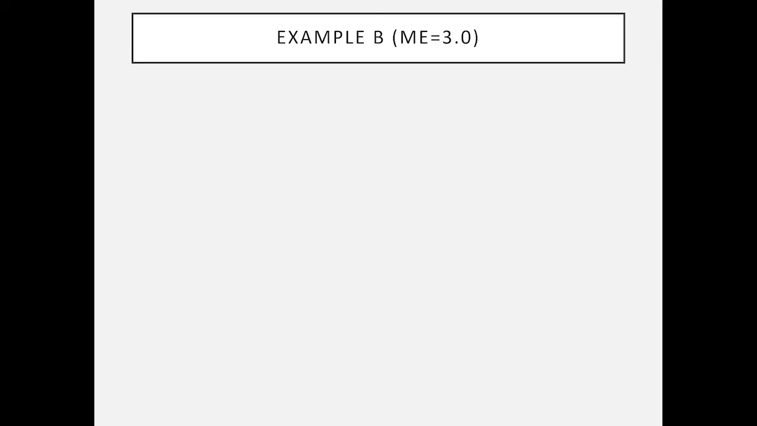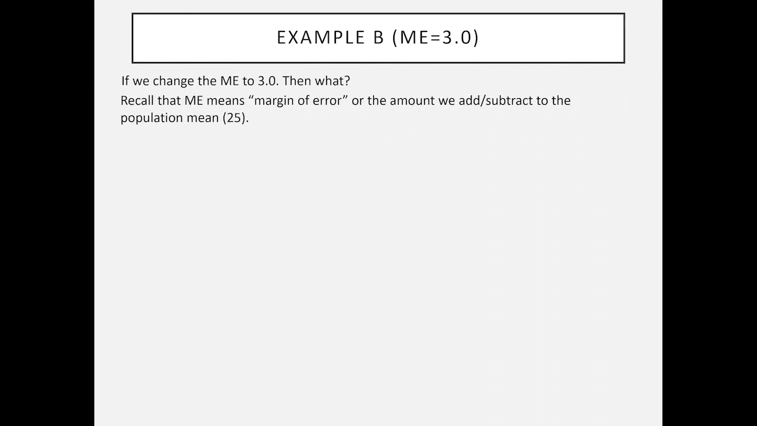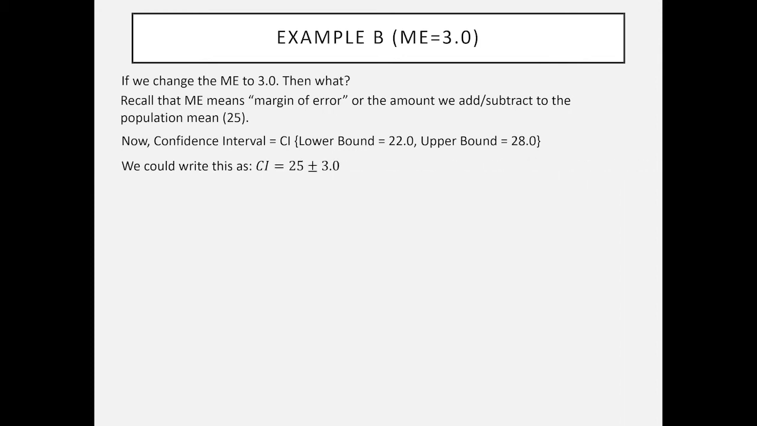So let's try another example, example B. In this case, I'm going to set the margin of error equal to 3. If we changed it, then what? Well, what's going to happen now? Well, that means the amount we'd have to add or subtract from 25. So in this case, we've already set the upper bound, which is going to be 28, the lower bound, which is 22. And now I can write this as the confidence interval. Keep in mind, CI, the confidence interval is going to be 25 plus or minus 3.0.